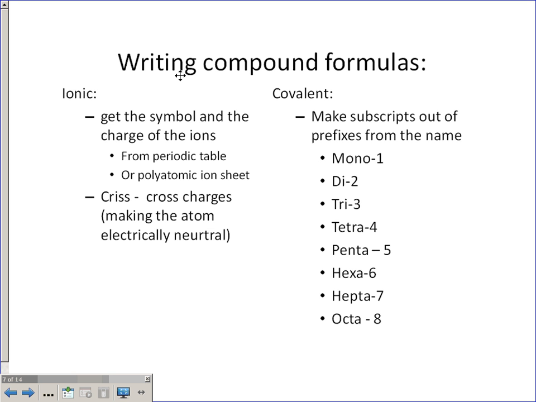That metal, which is coming from the left-hand side of the periodic table, carries a charge. When compounds ionize, both the metal and the nonmetal ionize. Metals are going to have a positive charge, and nonmetals are going to have a negative charge. Nonmetals are called anions. Metals are called cations. Once I get the charges off the periodic table, or off of the polyatomic ion sheet, I crisscross them, making the atom electrically neutral.